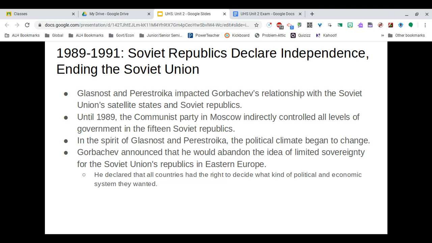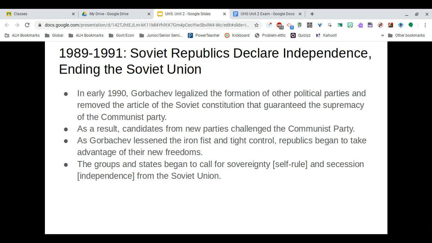Any government that attempted to become established before this time that wasn't communist was immediately thrown in prison, thrown in jail, executed, any of those things. And he just flat out changes it. He goes, nope, they can have whatever government they want, which basically means most of these satellite states, especially in places like Poland, immediately vote for a non-communist government and immediately separate from the Soviet Union. So Gorbachev formally legalizes the formation of other political parties. He gets rid of the article in the Soviet Constitution that guarantees the supremacy of the Communist Party.